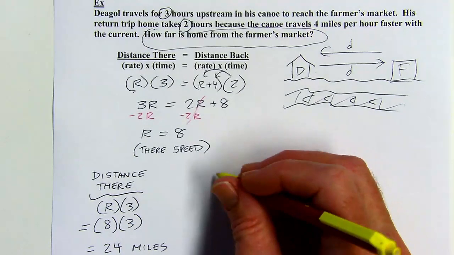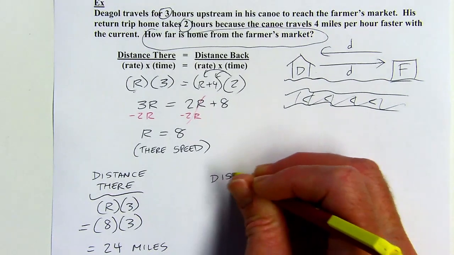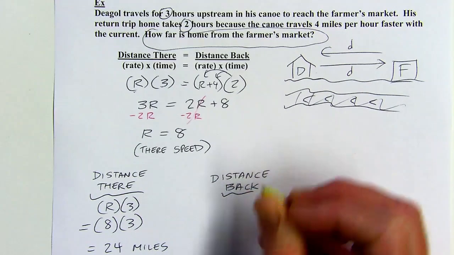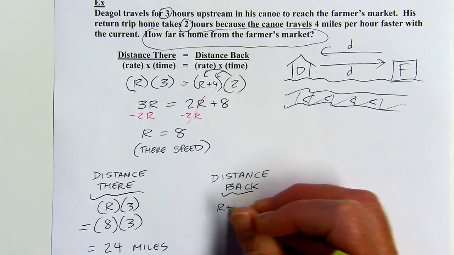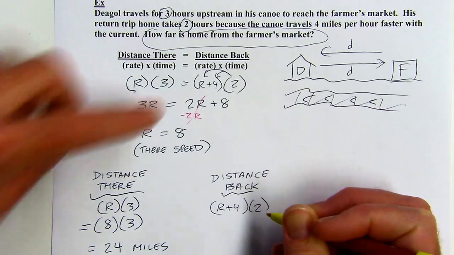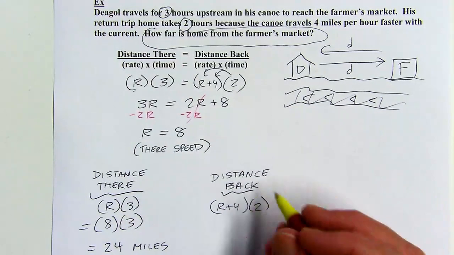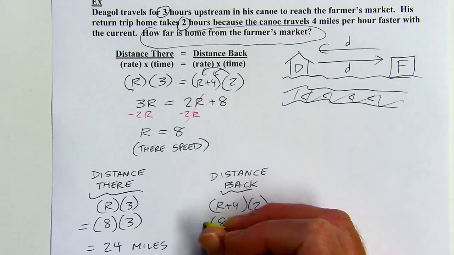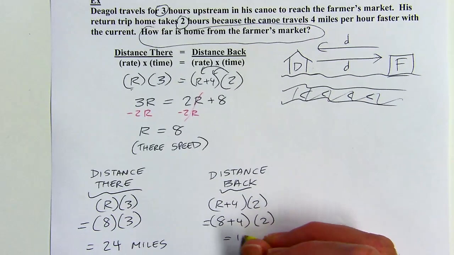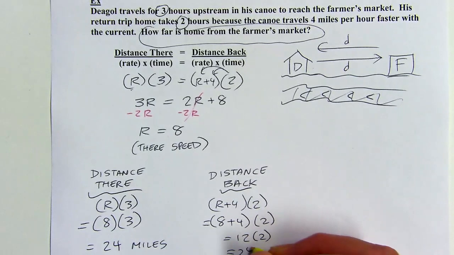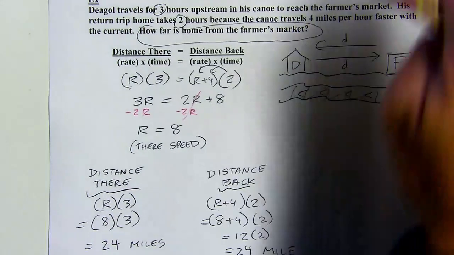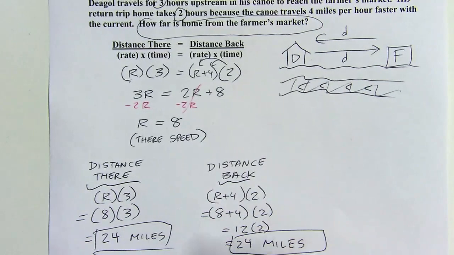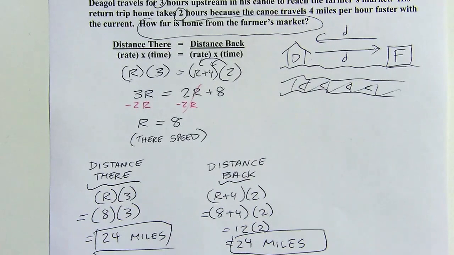Okay, and just to check it out, let's see what the distance back would come out to, because that should be the same. Okay, so we're going to use r plus 4 times 2. I'm just looking up there what I figured out before. So r is 8. Okay, and then 8 plus 4 is 12. 12 times 2 is 24. And it's the same either way, right? So it doesn't really matter which one you find, but it's a nice way to check it. It works going either direction.